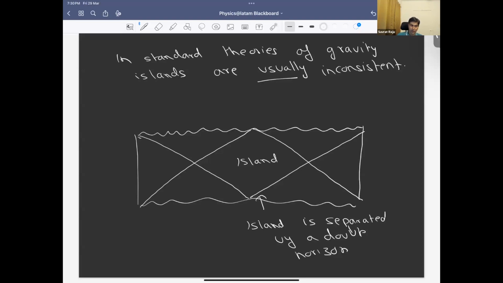However, this situation is also not relevant for a realistic black hole because, in realistic black holes, you don't have these double horizons. You never have information behind a double horizon of the kind that we have here. So this is one counterexample I want to give to this general statement, as I'm trying to make the statements as carefully as possible. But in a standard theory of gravity, islands are usually inconsistent. Okay, I'll just summarize, and then in fact, I'm going to stop.